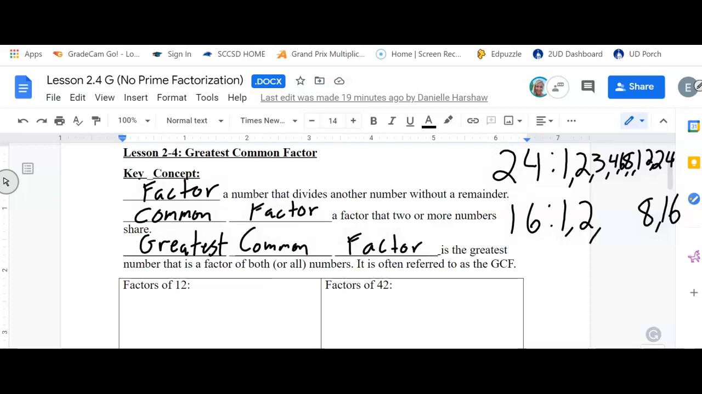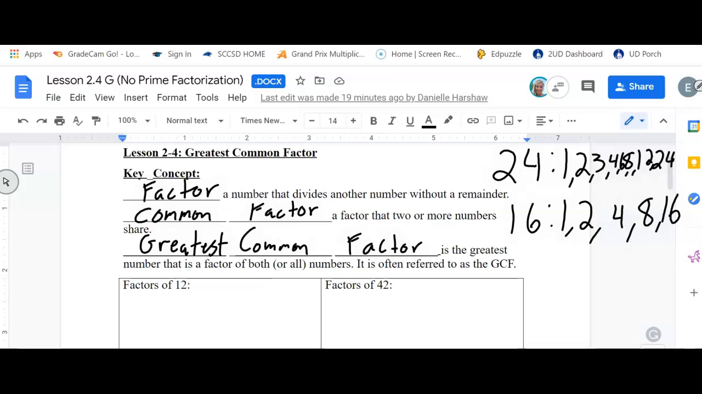So I'm only going to write it one time. Okay, you only write the number 1. These are your factors of 24 and 16. What are the common factors now of 24 and 16?